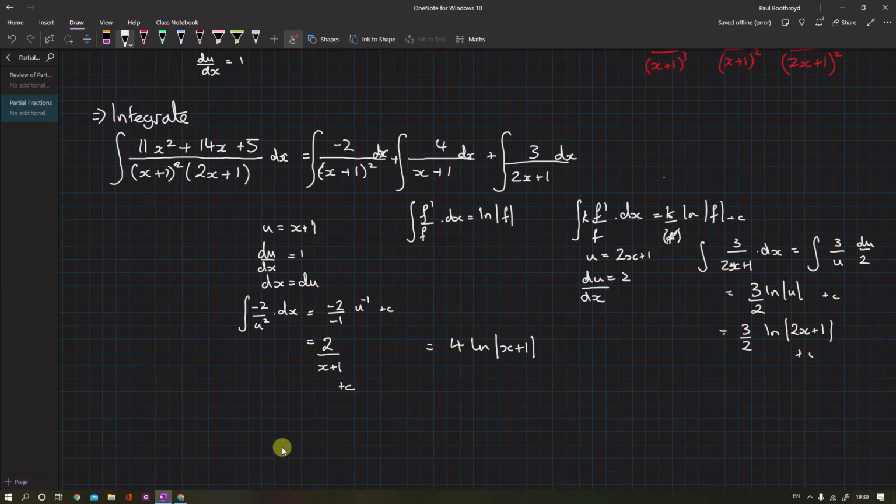So all of these terms come together and we get the final expression. The 2 over (x plus 1) from the first one, plus the 4 log modulus of (x plus 1), plus 3 over 2 log of (2x plus 1). And all the constants come together. There should be a constant there and a constant there to give us a single constant of integration.